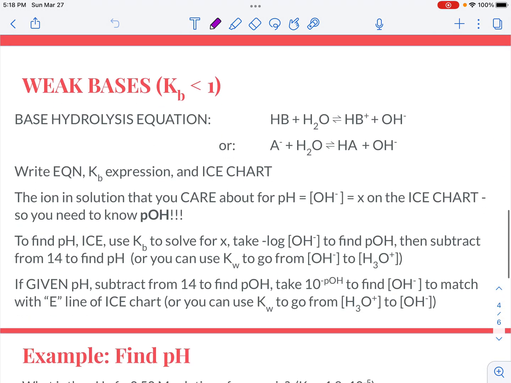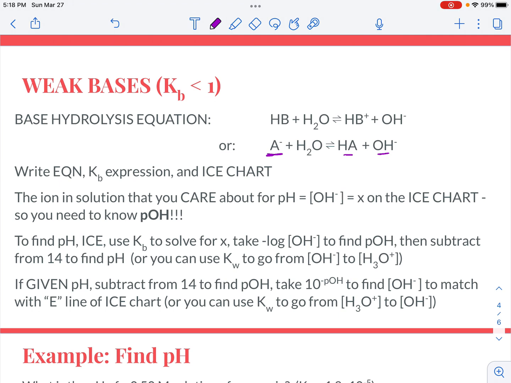Okay, so let's go. Weak bases are very much like weak acids in that in a situation in equilibrium, there's much more concentration of the weak base molecules than there are of the conjugate acid and hydroxide ions. Or if the weak base is the conjugate of a weak acid, it might be the anion of the weak acid, like A minus, in which case A minus is in much greater concentration than the conjugate acid and the OH minus.